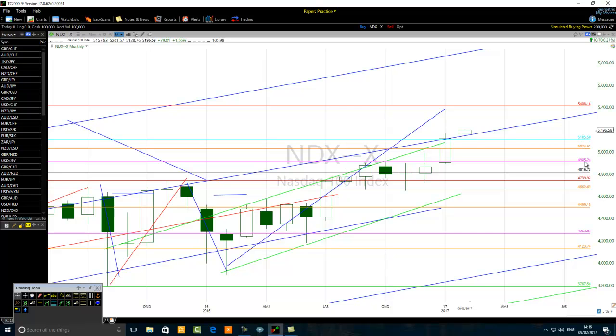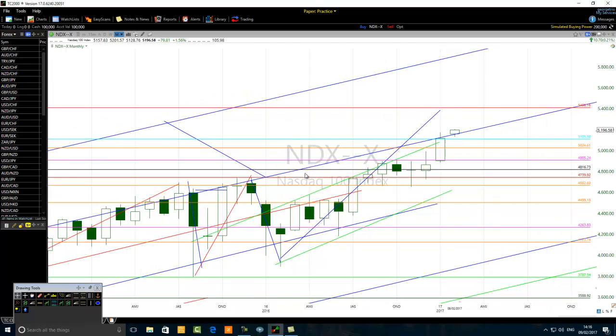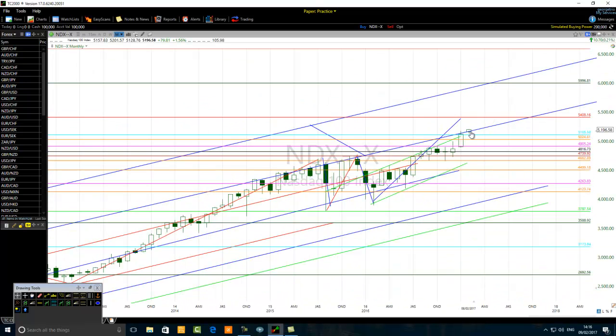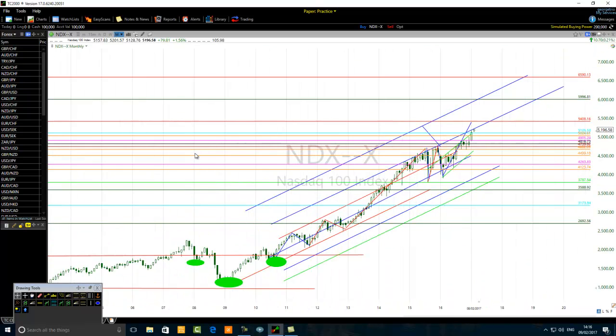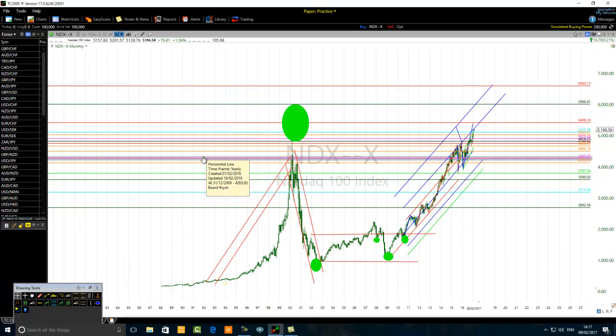5024 short-term equilibrium price level for the NASDAQ-100. Long-term equilibrium price level 4905. That's the first long-term equilibrium price level. Price heading to 5408. We are in the fifth Elliott wave. So gently, for day trading purposes, one step at a time. I don't want this video to be too long, so I'm going to wrap it up very fast.